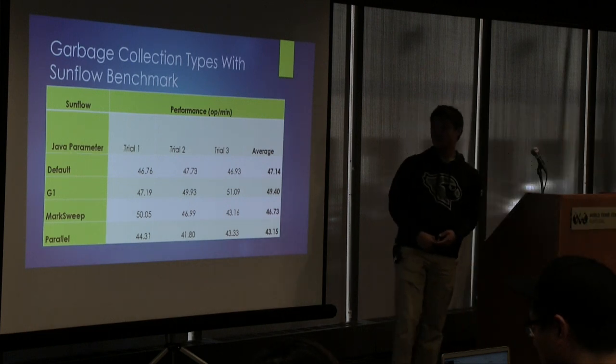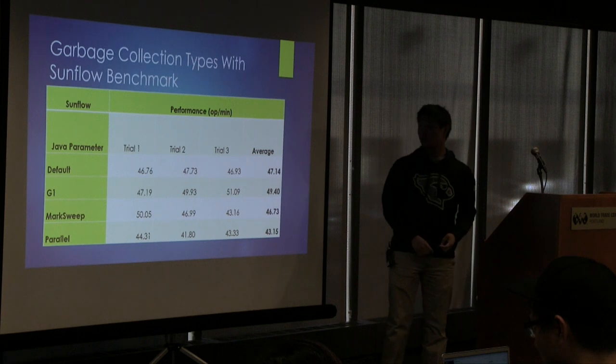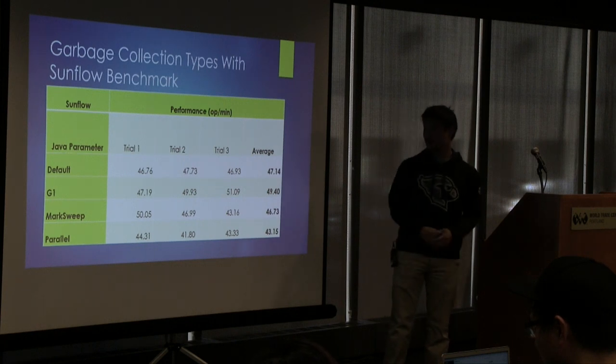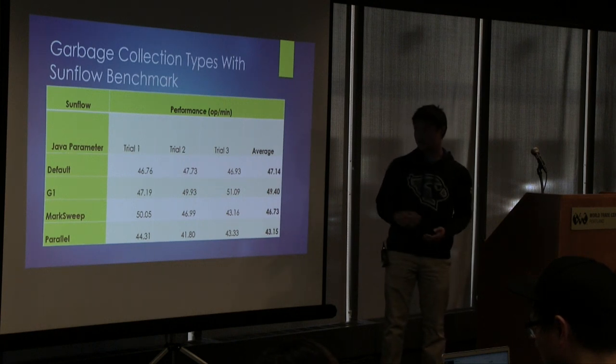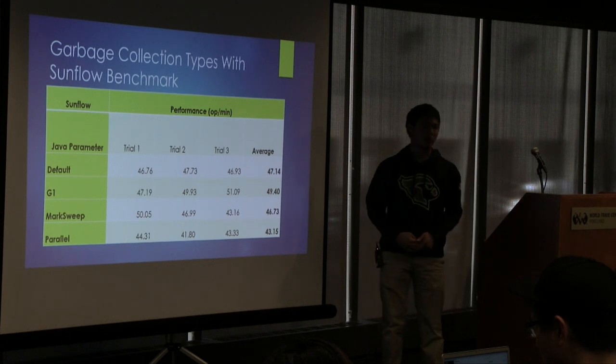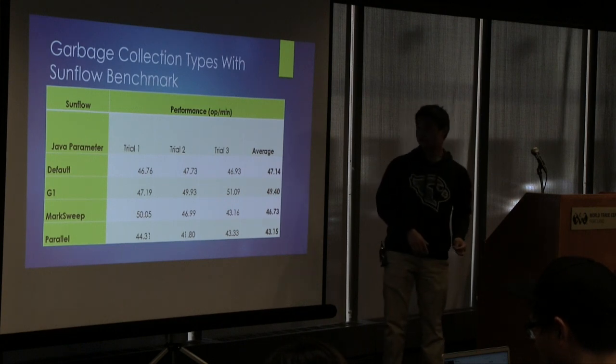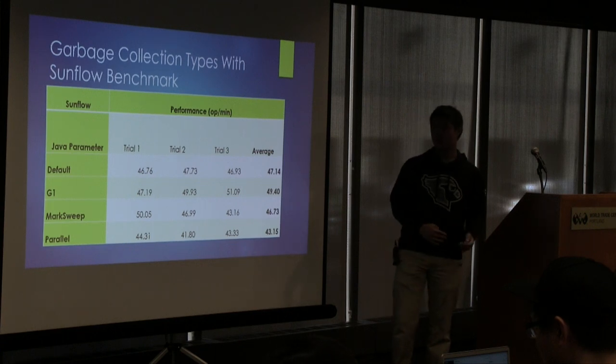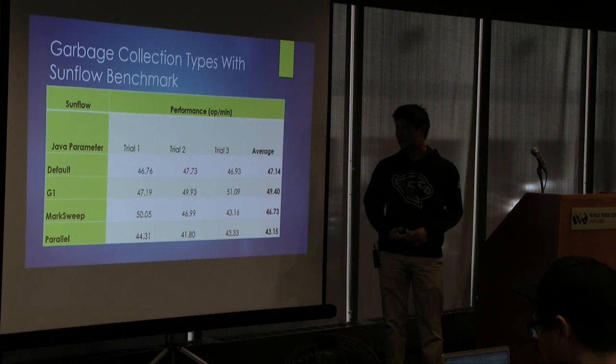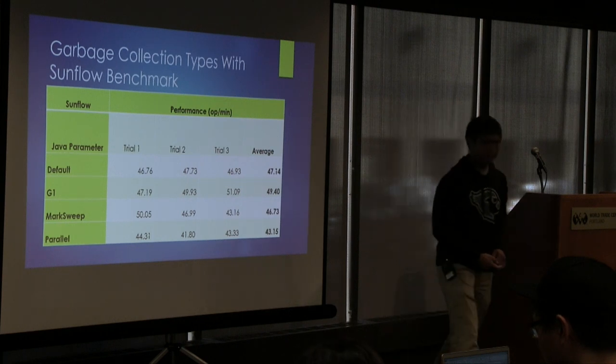Next, for the Sunflow benchmark, the averages are 40. The highest average is 49.40 for the garbage first, which is similar to the Derby benchmark, and different from the serial, which, as I mentioned earlier, can still make logical sense.